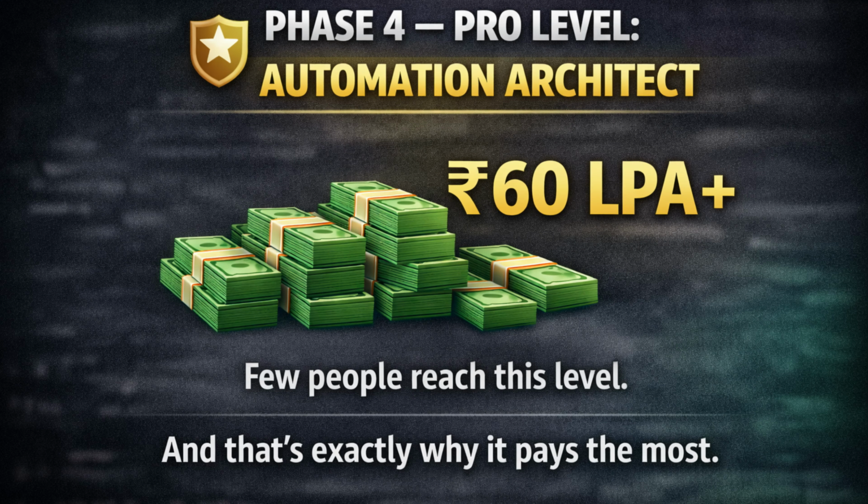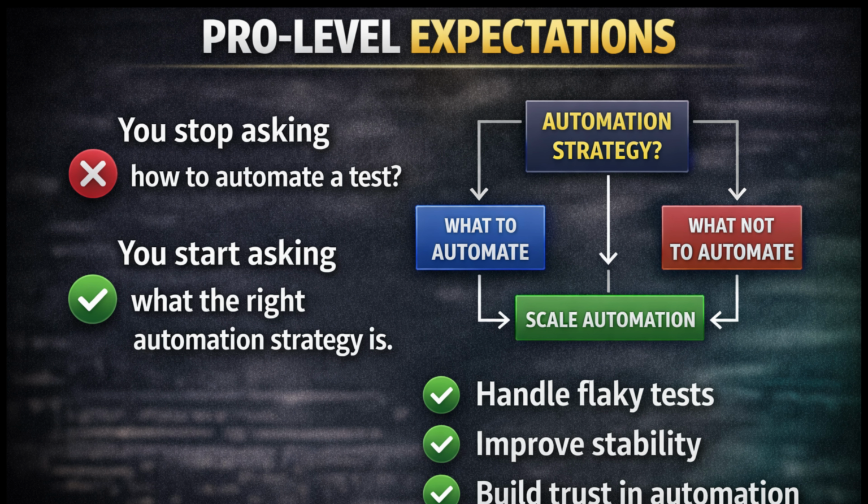All right, now the final phase, that is Phase 4, Pro level, Automation Architect and Quality Owner. Phase 4 is not for everyone. This is the level only a small percentage of people reach, and that's exactly why it pays the most. What changes at the pro level? At this stage, you stop thinking about how do I automate this test and start thinking about what is the right automation strategy here.